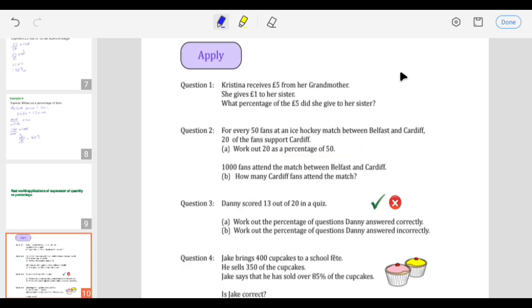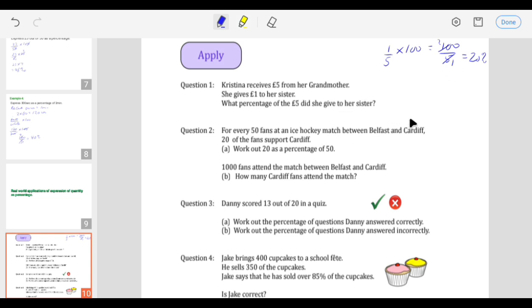The first question says Christina received £5 from her grandmother. She gives £1 to her sister. What percentage of £5 did she give to her sister? Now the part of the money is 1 and the whole money is 5. Then we multiply by 100. This is going to give us 100 over 5. Now if we reduce this, 5 here 1, 5 here is 2. We're going to be having 20. So therefore, Christina gives 20% of the £5 given to her by her grandmother to her sister.